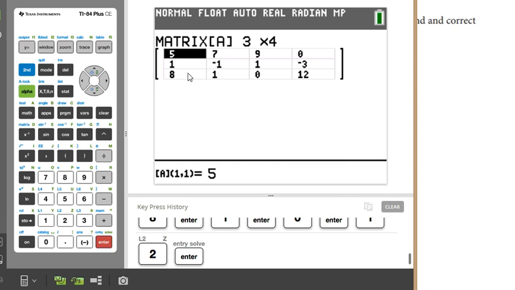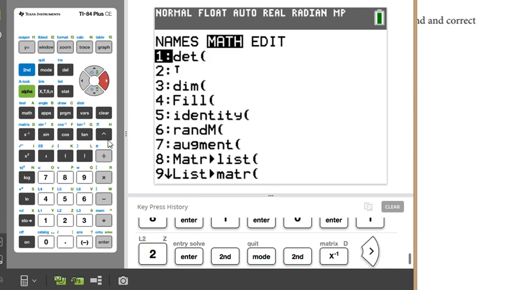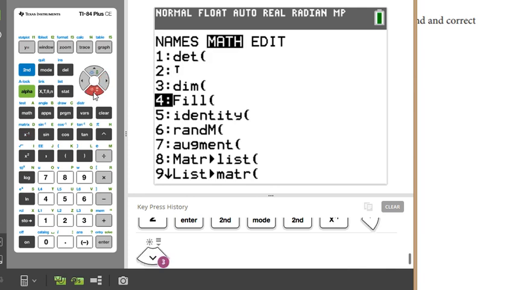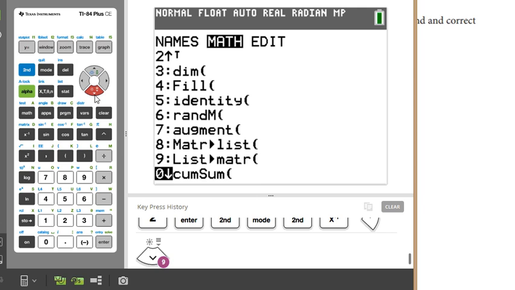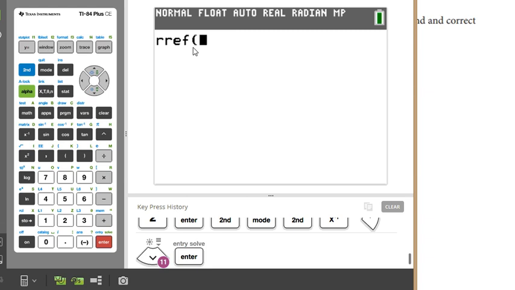And I'm going to clear out my screen. To do that, I'm going to press second quit. So I have a blank screen. If you don't make your screen blank, you could have an error message. So now I'm going to go back to matrix, second matrix, and go down to math. And I'm going to go down to this option B, which is RREF, which stands for reduced row echelon form. Press enter, and so we get this here with the cursor blinking.